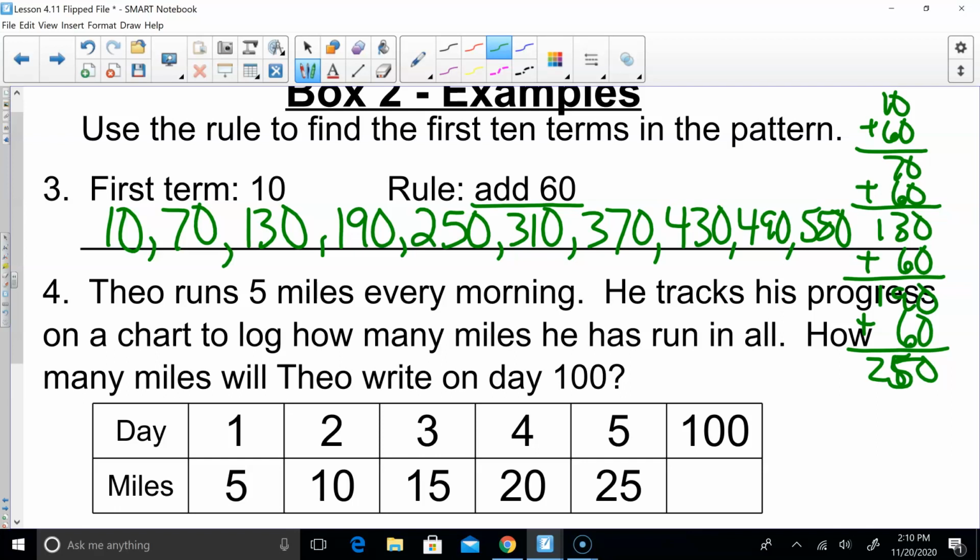Well, if he's running 5 miles every morning, we notice that 1 times 5 is 5, and 2 times 5 is 10, and 3 times 5 is 15. 4 times 5 is 20. So that means 100 times 5 would be, you got it, 500. So you can pause that video right now and write down that chart to kind of help you see how you might recognize a pattern from a chart and be able to fill in the blank.